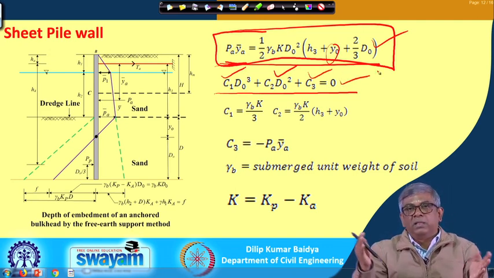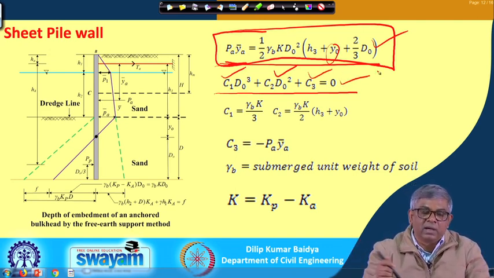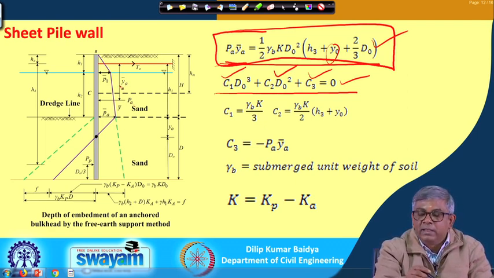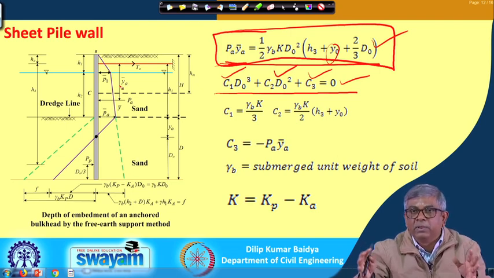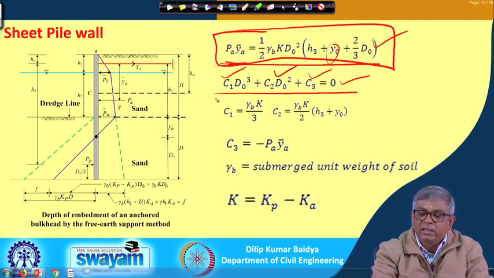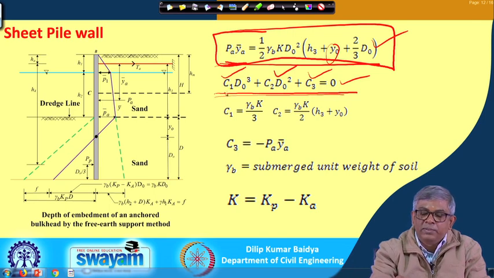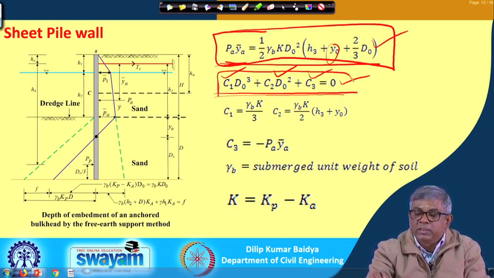So that means I have not done anything extra. What I have tried is to express the area of this, multiplied by H 4, and find out the area of this multiplied by Y A, and then I simply equated and simplified. Finally, I can express D cube, D square and D naught with some coefficients C 1, C 2 and C 3, and then I get a cubic equation.